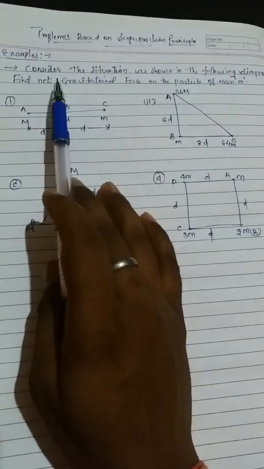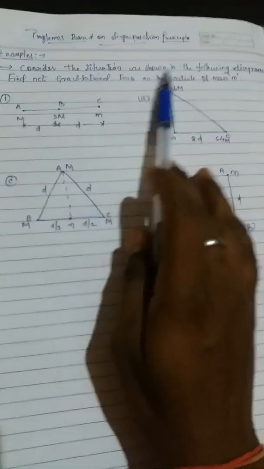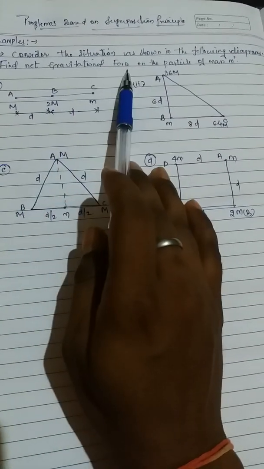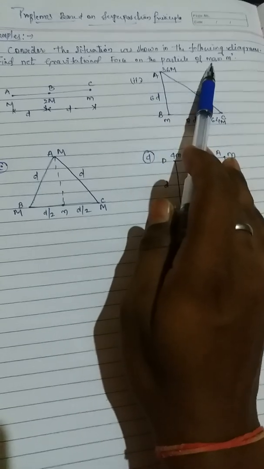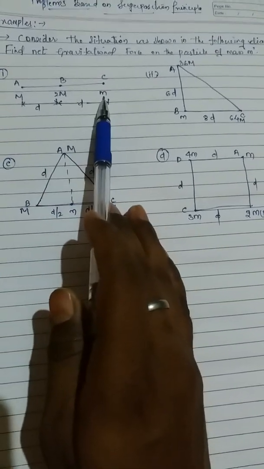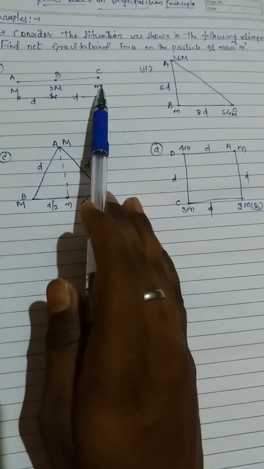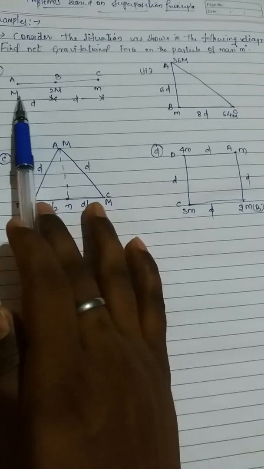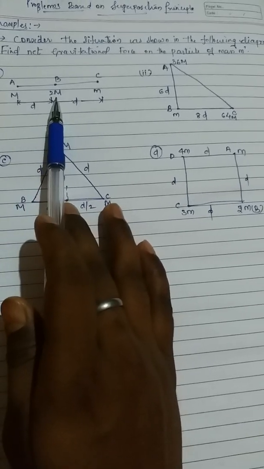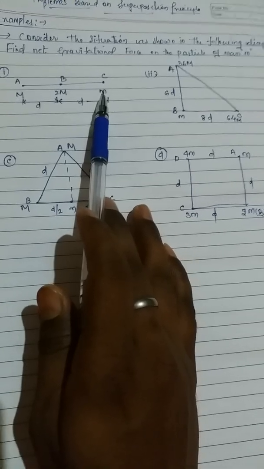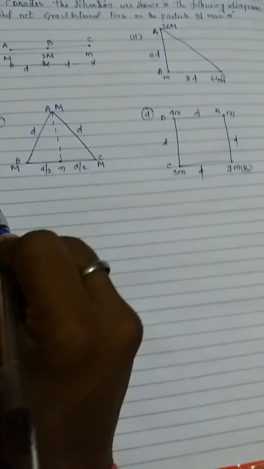This is the question. Consider the situation as shown in the following diagram. Find the net gravitational force on the particle of mass small m. So let us see the first figure. Here we have a small m, and besides this small m we have two more masses, one is capital M and one is 2m. So we need to find the net force on small m. I'll start solving the very first problem, so have a look and try to understand it.